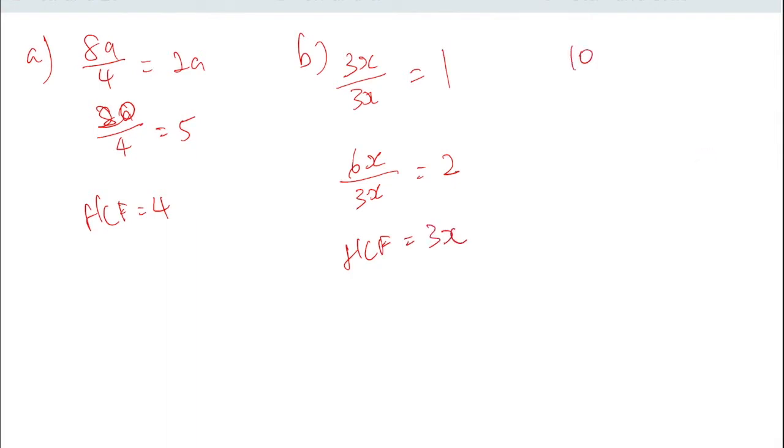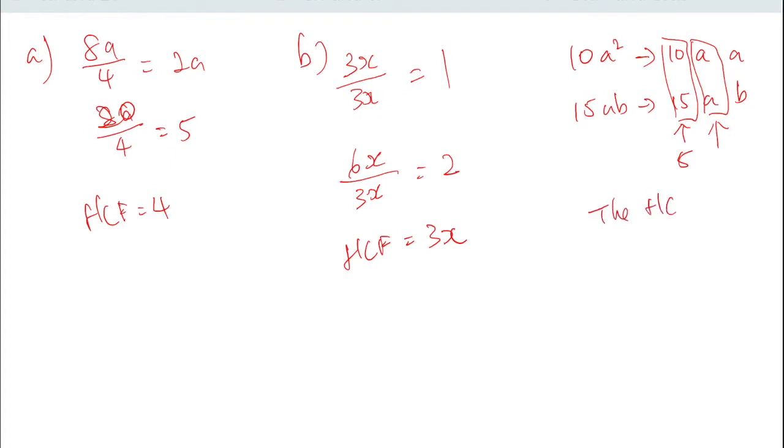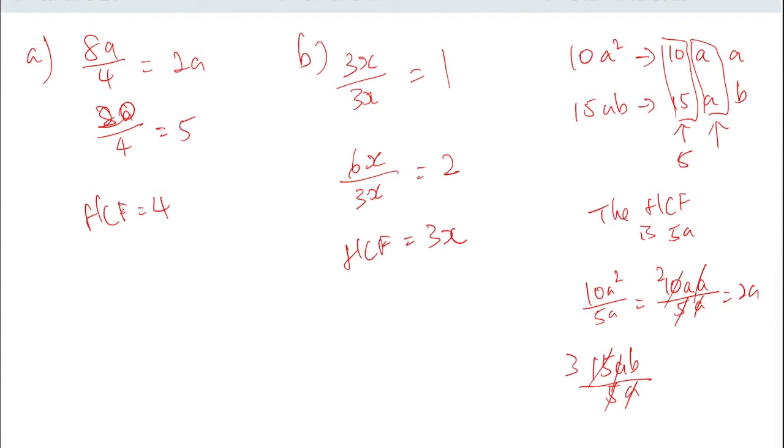Now here, you've got 10a squared, which means it's made out of 10, a and a. And the second term is 15ab. It's made out of 15, a and b. You know that a is one of the common factors. And for 10 and 15, the highest common factor is 5. Therefore, the highest common factor in this case is 5a. Let's check. 10a squared divided by 5a: cancel that, cancel that, you have 2a. And 15ab divided by 5a: cancel the a, 15 divided by 5 is 3. Therefore, it's 3b.